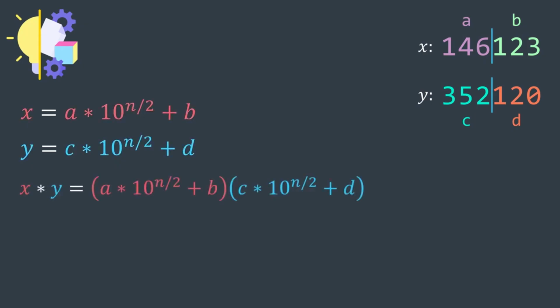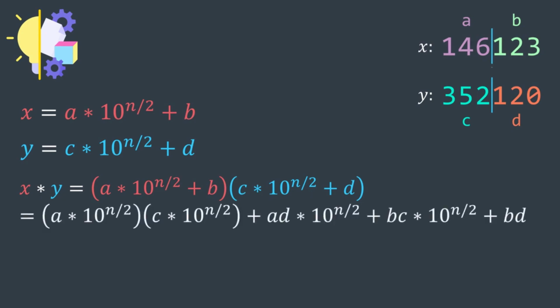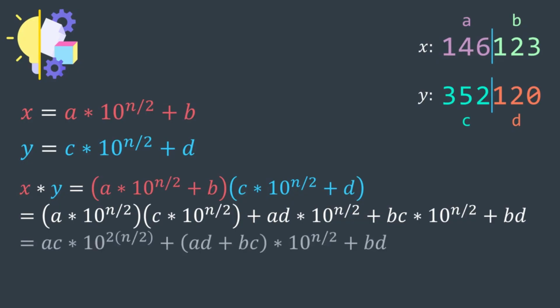Now, if we want to get the result of x multiplied by y, we can calculate a times 10 power n by 2 plus b, multiplied by c times 10 power n divided by 2 plus d. Let's distribute. We have a times 10 power n by 2 times c times 10 power n by 2, plus ad times 10 power n by 2, plus bc times 10 power n by 2, plus bd. The first term is ac times 10 power 2 times n by 2, and you can combine the second and the third term. We get ad plus bc times 10 power n by 2.